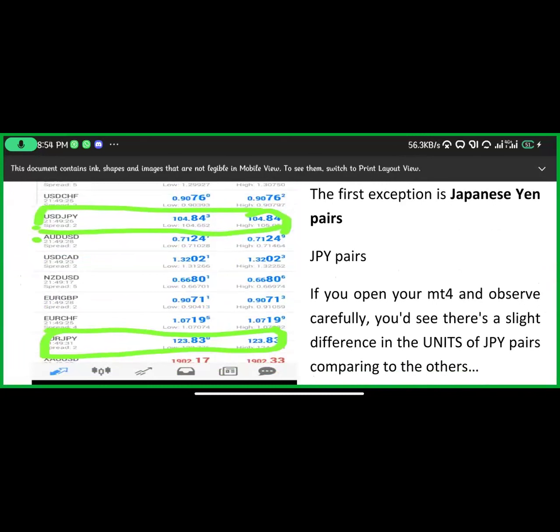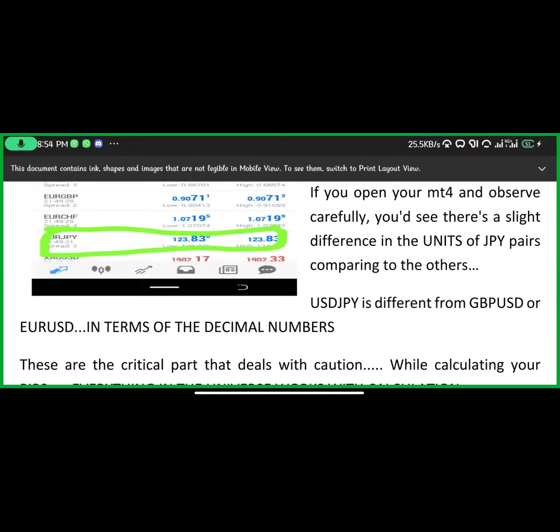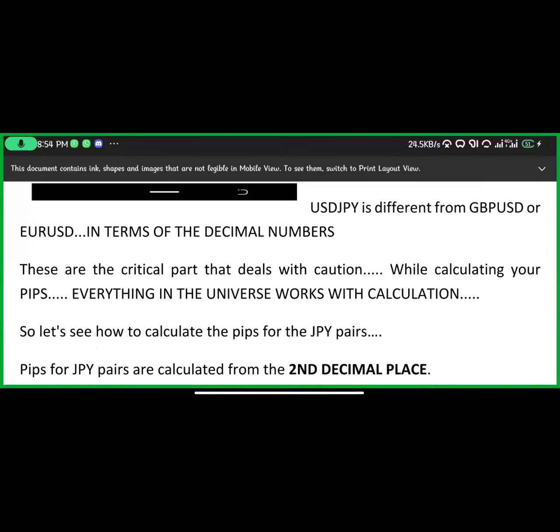So if you open your MT4 or MT5 later after this class, please observe carefully. Look at it carefully, like 3 to 4 minutes of your time. Observe the price very well. Then you see that there are slight differences in the units of the JPY pair compared to other pairs like GBPUSD, EURUSD, and the likes. Now, how do we calculate them? USDJPY is different from EURUSD in terms of their decimal numbers. Are we together? So these are the critical parts that deal with caution. You must be very careful at this point here.